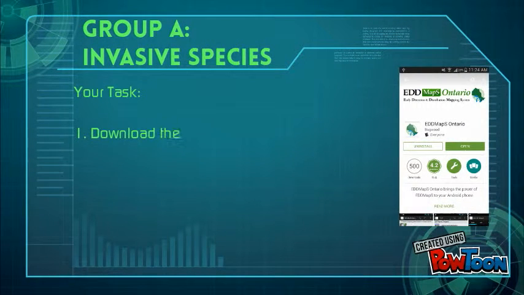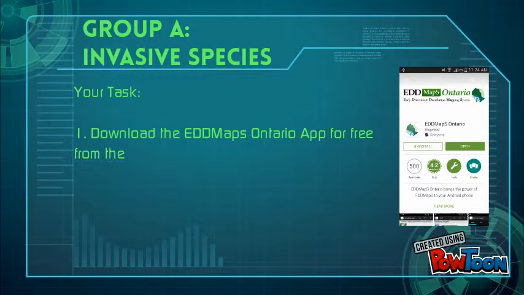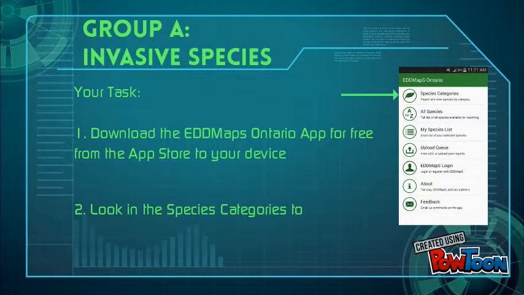Your task for today is to download the EDD Maps Ontario app for free from the App Store to your mobile device. You will then look in the species categories to find an example of an invasive species in your area.